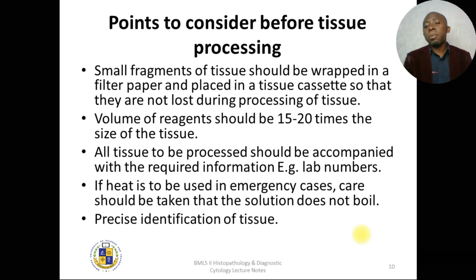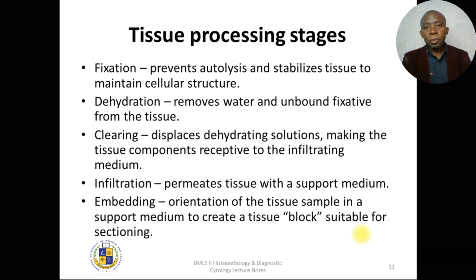All tissue to be processed should be accompanied with the required information, for example the lab number and particulars of the patient from whom the tissue has been picked. These numbers assigned should follow the tissue up to when the report is given. If heat is to be used in emergency cases, care should be taken that the solution does not boil, or we shouldn't cook the tissue, but we need to use an optimal temperature for easy processing.